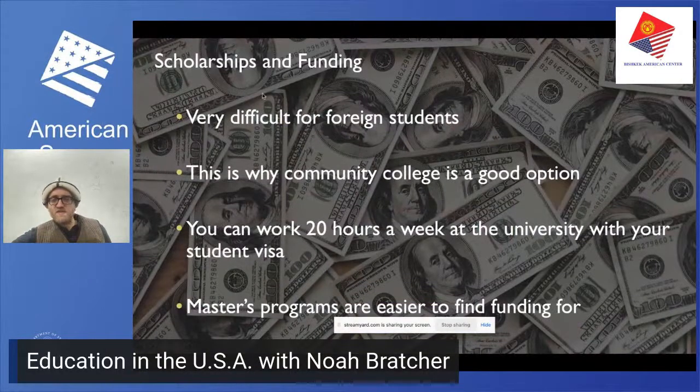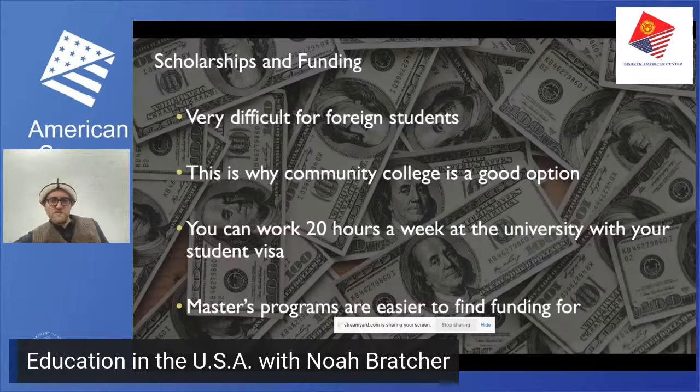Okay, scholarships and funding. This is very difficult for foreign students. The US doesn't offer a lot of scholarships for foreign students to do bachelor's degrees. There are some options. They're very few and they're very difficult to get. I'm not going to talk about any specifics here, but I'm going to recommend community college as a good option.